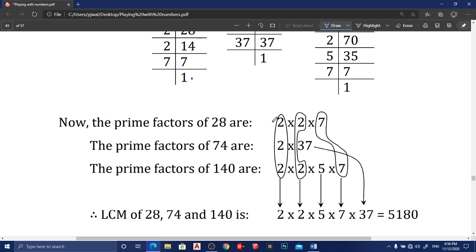Now out of these 3 2s you have to take 1 2. Out of these 2 2s you have to take 1 2. Out of these 2 7s you have to take 1 7, and the remaining 37 and 5 you have to take as it is and multiply. You will get 5180 if you multiply all these numbers. So this is the LCM of the given 3 numbers.